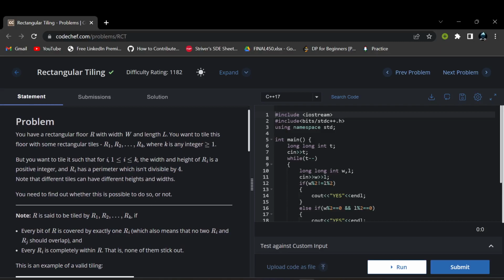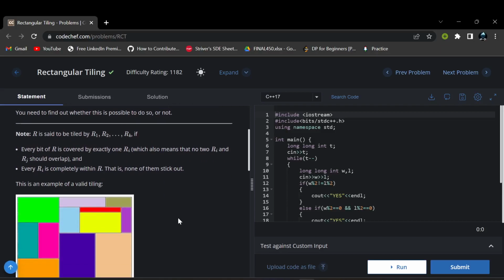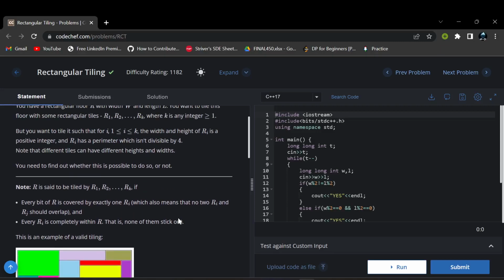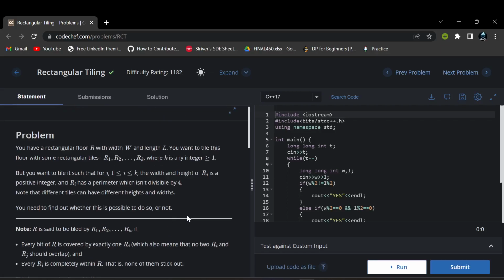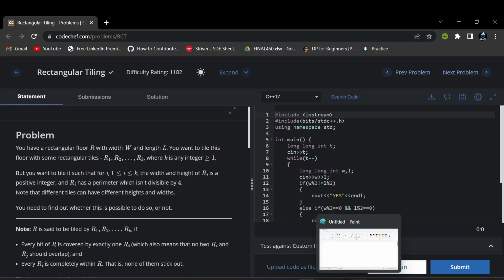This is a kind of problem where we just need to print yes or no. These kinds of problems are pretty easy, and we just need to find out in which case it is not possible, because if the height and width of the rectangular tiles can be different, we can always tile, given the constraint that the perimeter of each tile should not be divisible by 4. Let's look at the problem statement a bit more closely.